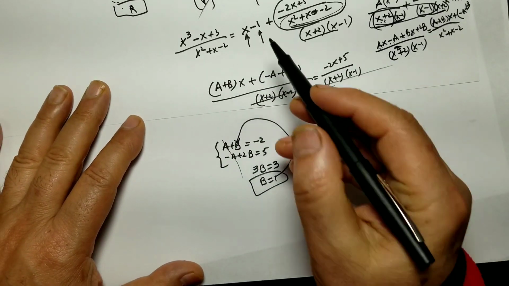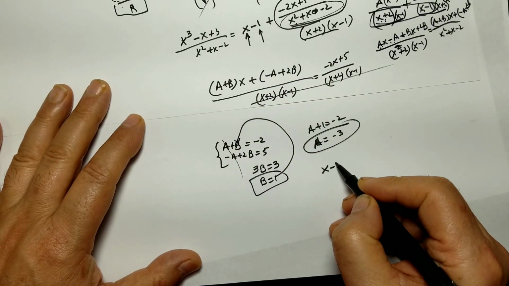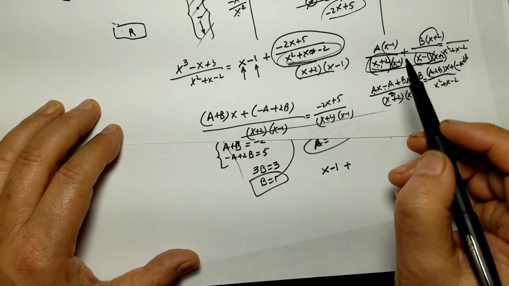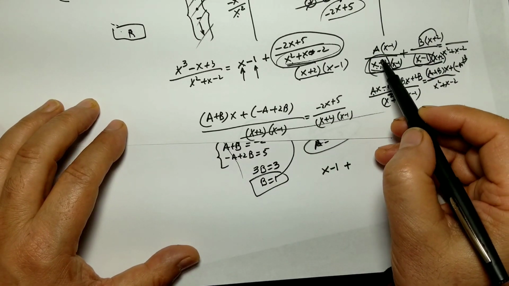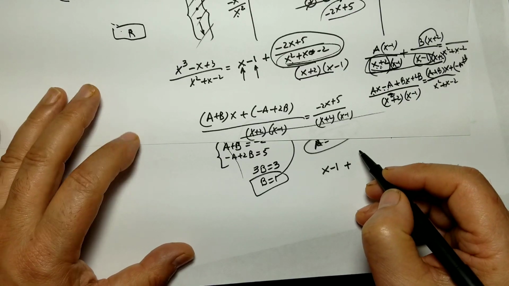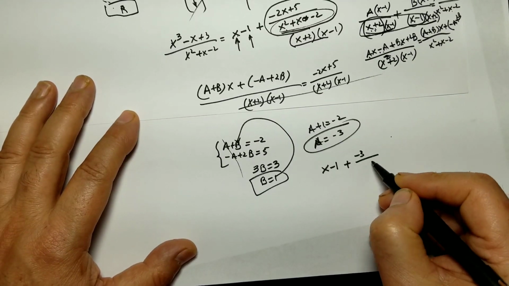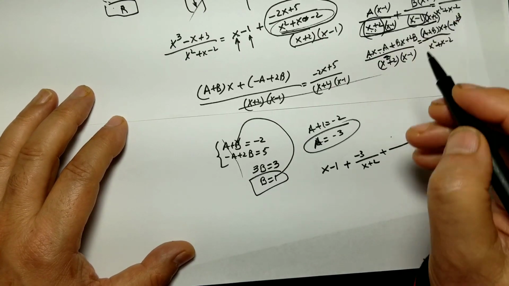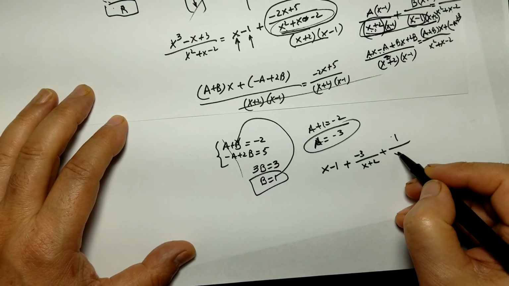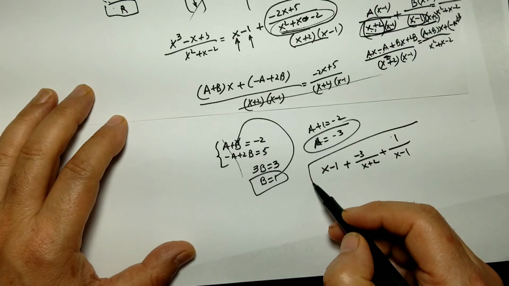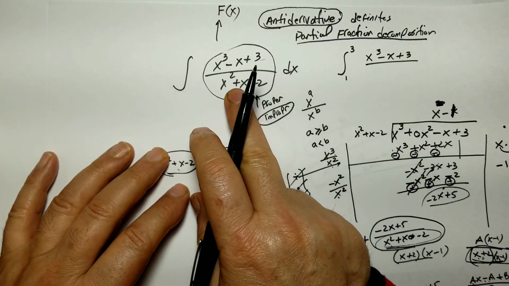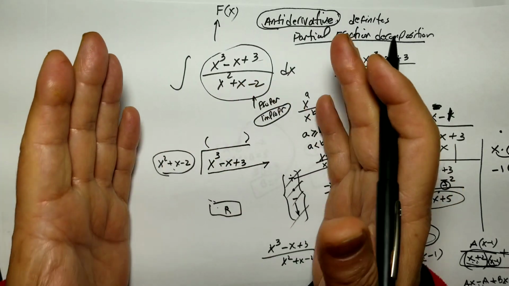In here, I had x minus 1, and at the bottom of the a, I had x plus 2. Therefore, my a is negative 3 over x plus 2. And what was b? Your b is 1. The bottom was x minus 1. Right now, I'm going to integrate this instead of that. Do you see how I broke it in parts?